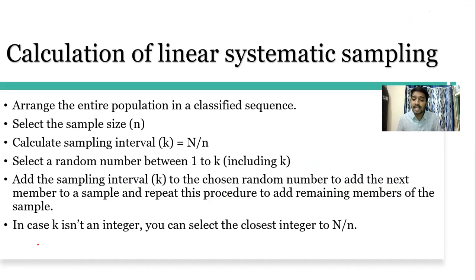In case k isn't an integer, you can select the closest integer to N by n. If it's 20.50, you can choose the closest integer, that is 21 or 20. 20 you can't, because it's more than .50. You can say 21, and you can also say 20, though the probabilities are two.